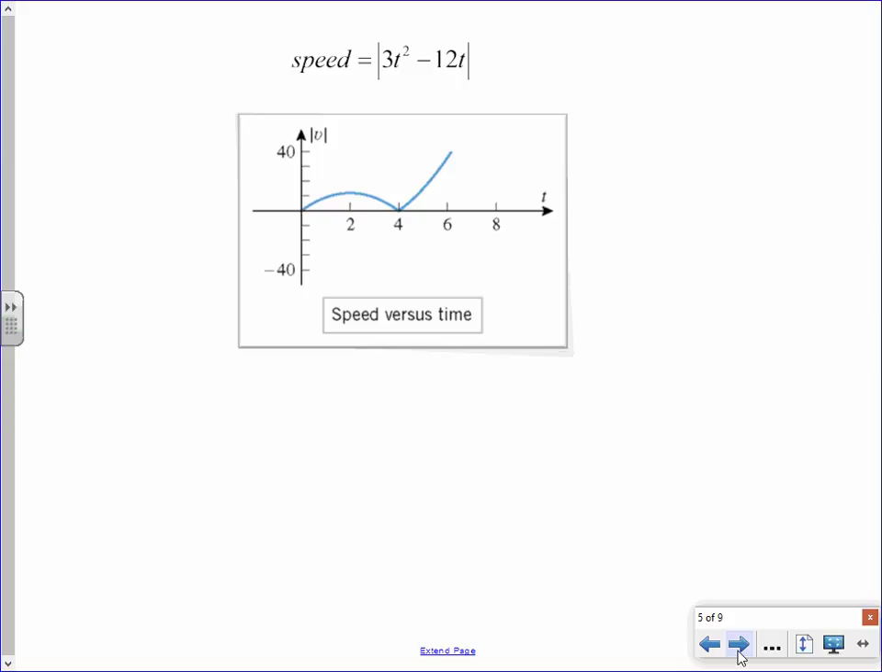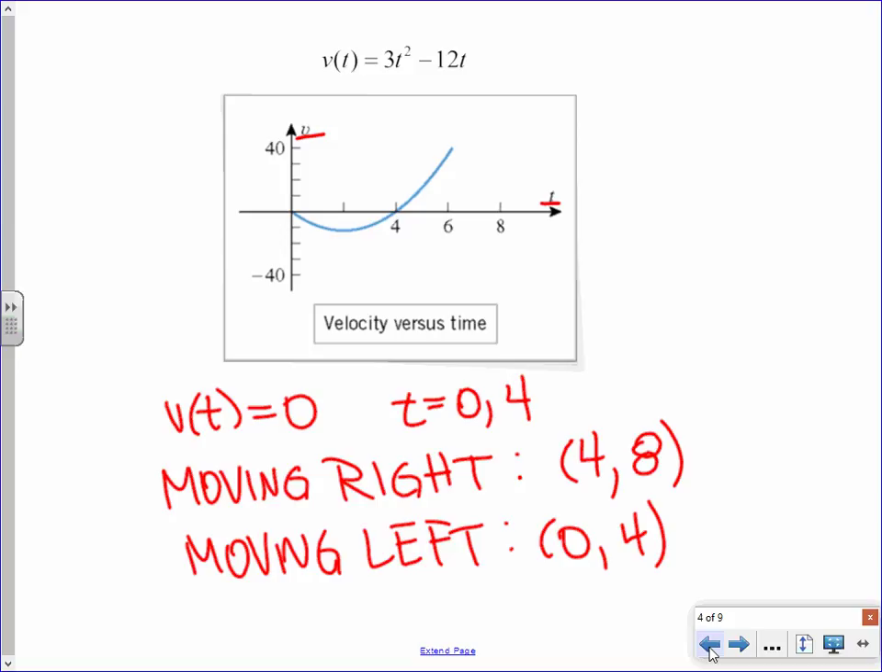I'm going to come back to this graph very quickly. Our velocity is 0 at 4. What is happening at time equals 4? Obviously, we're at rest, but why are we at rest? And why does it have to do that?